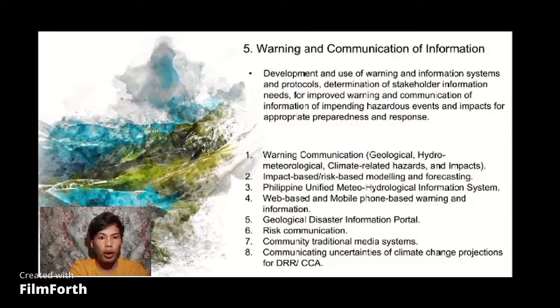Development and use of warning and information systems and protocols, and determination of stakeholders' information needs for improved warning and communication of information on impending hazardous events and impacts, for appropriate preparedness and response. Warnings must reach those at risk. Clear messages containing simple, useful, and usable information are critical to enable proper preparedness and response by organizations and communities that will help safeguard lives and livelihoods.